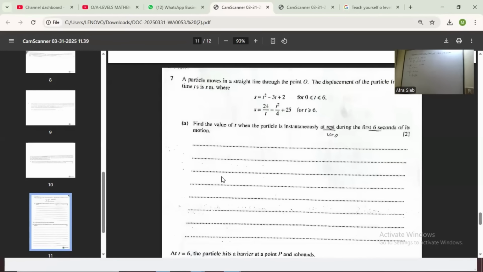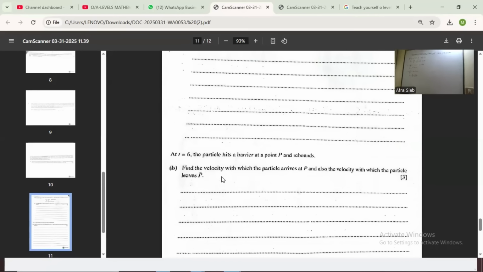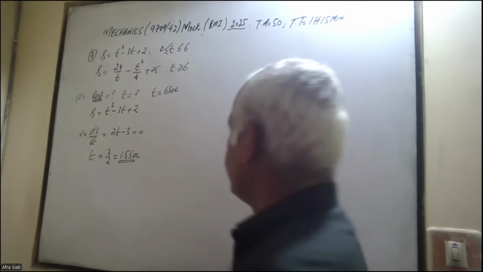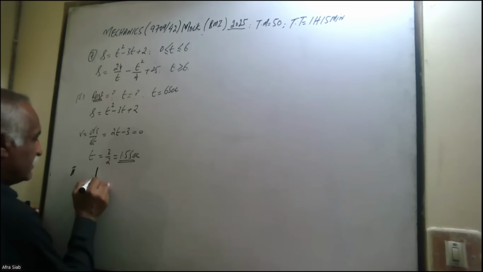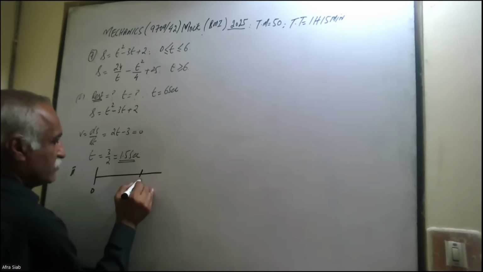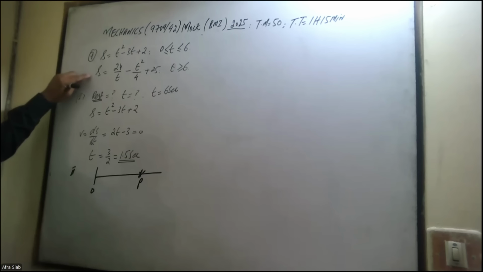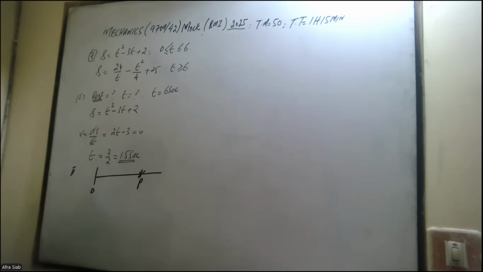At t = 6, the particle hits a barrier at a point P and rebounds. Find the velocity at which the particle arrives at P, and also the velocity at which the particle leaves P. So it hits the barrier there. That means, in the second part, it is at O, and at the point P it is going to hit the barrier, and then it moves back from this barrier. You know the equations s = t² − 3t + 2, and s = 24/t − t²/4 + 25 when t is greater than 6. So you will calculate both velocities, at the point P when it hits and when it leaves.